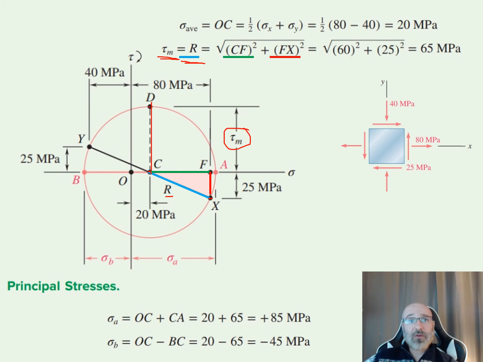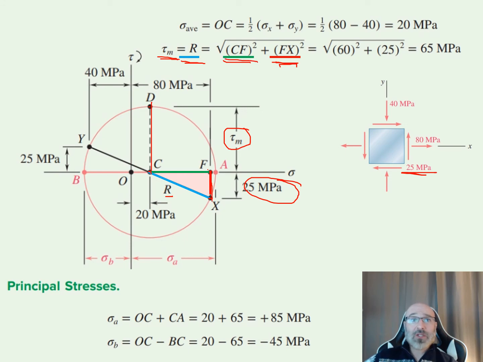From that relationship, we've got this right triangle right here. We go from C to F, and then from F to X. From Pythagoras' theorem, our hypotenuse is equal to the square root of the sum of the squares. So if we take our CF in green squared plus our FX in red squared and take the square root of that, that will give us our hypotenuse, or our radius for this circle. So what do we know? Our FX is pretty straightforward. FX is our shear coming right from here. That's 25 megapascals. That's where this relationship comes from for our FX when we draw out Mohr's circle.